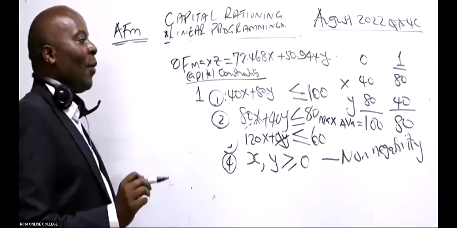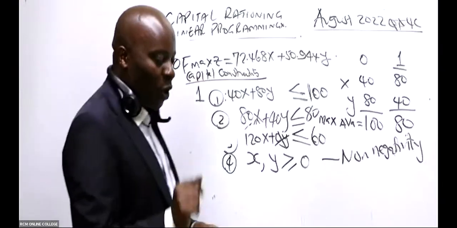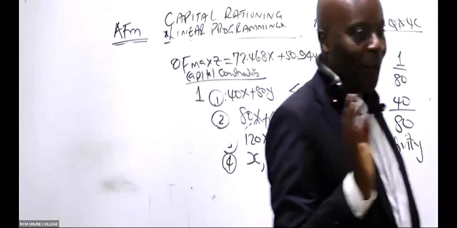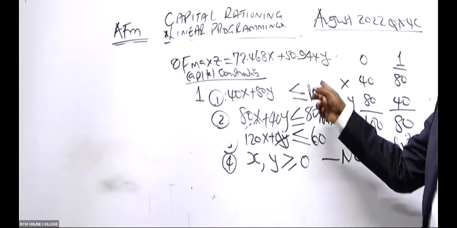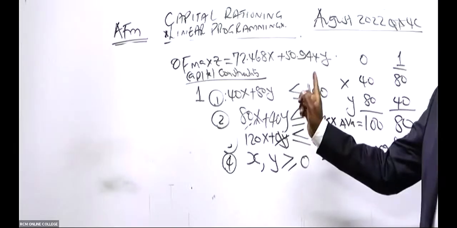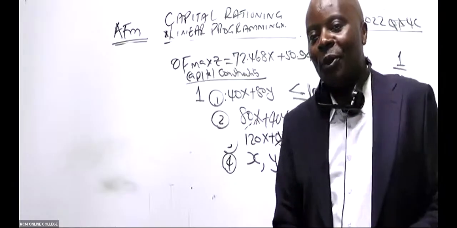Thank you so much. Now I want to draw a graph. In graphing, we only graph constraints. We don't draw the objective function. So we are going to draw the constraints here. Remember, we are calling this topic linear programming. How many points do we need to be able to draw a straight line?